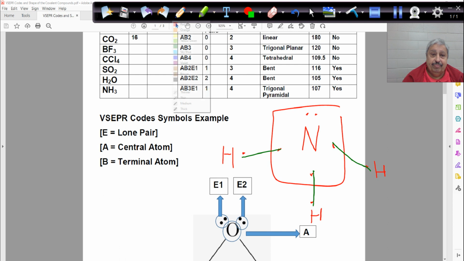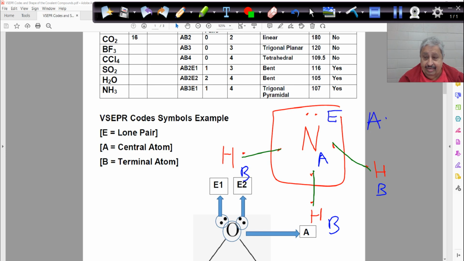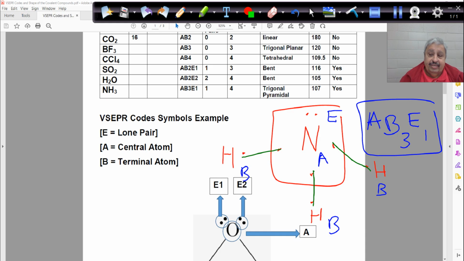Somebody will tell me. So this is our central atom, the core and the heart of the molecule. This is B, this is B, this is B, and we have 1 set of lone pairs. So A, B, 3, E, 1. A, B, 3, E, 1. That's really 4 zones, correct? 1, 2, 3, and 4. This is the lone pair here.